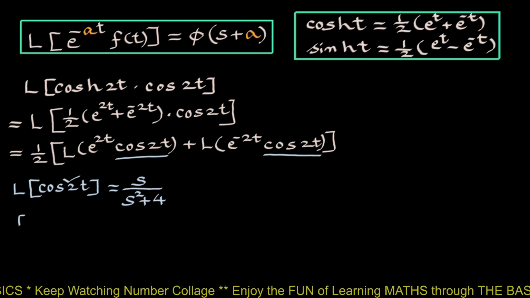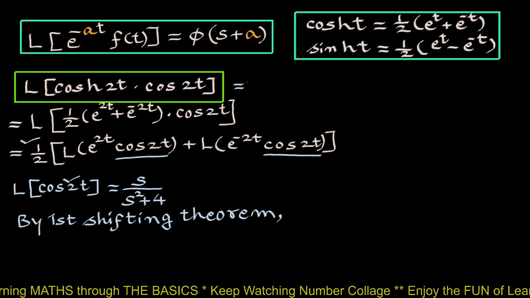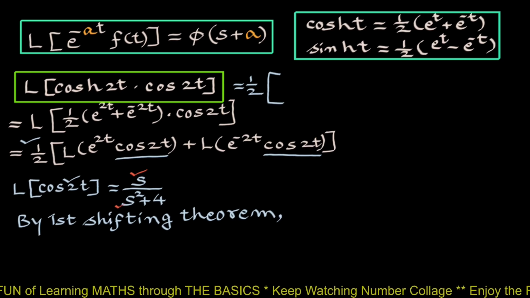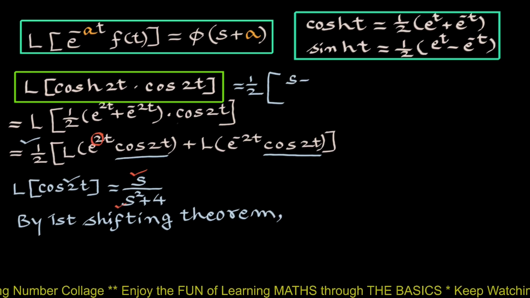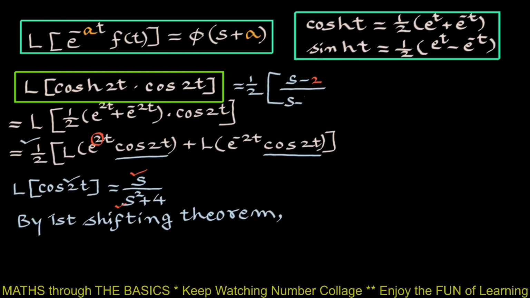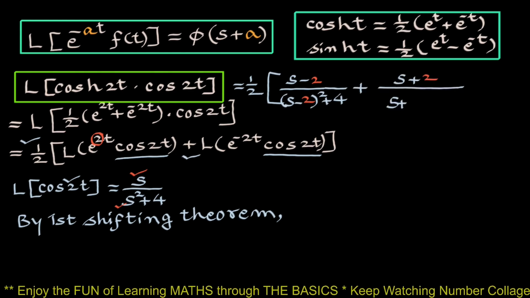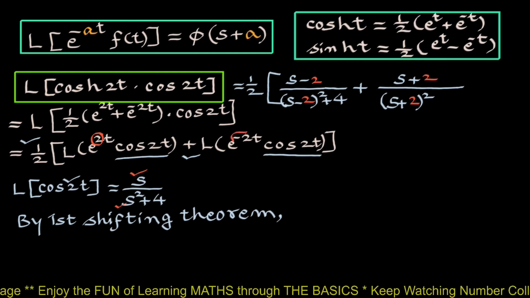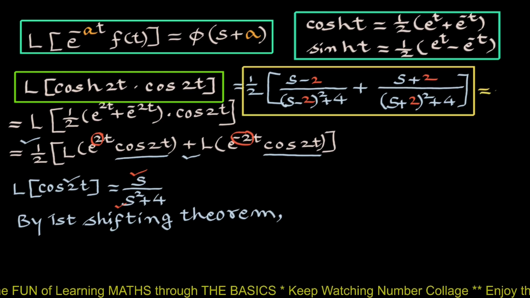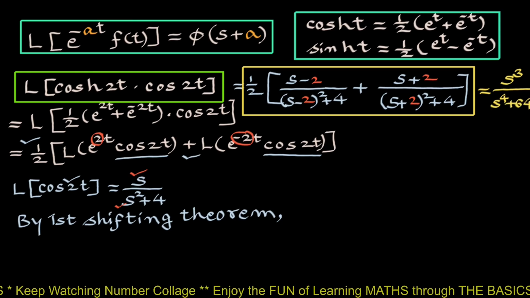Now by the first shifting theorem above, this Laplace transform will be this half into, we will replace each of these s by s minus this 2. So this is (s minus 2) upon (s minus 2) whole square plus 4, plus (s plus 2) upon (s plus 2) whole square plus 4, because of this minus 2 here. This can be further simplified to get a more simplified answer, s cube upon s raised to 4 plus 64.